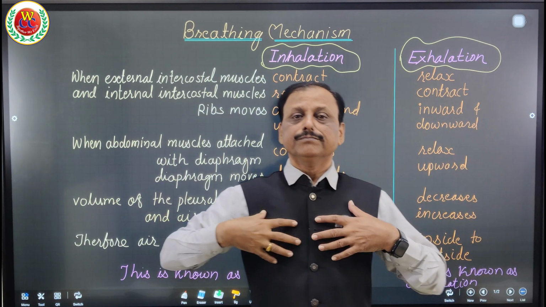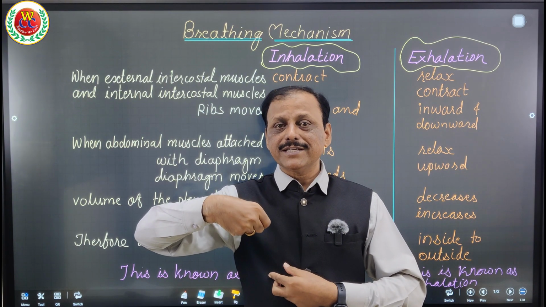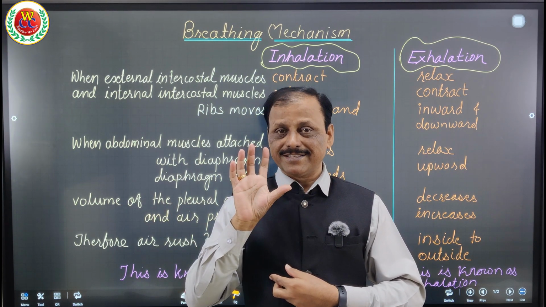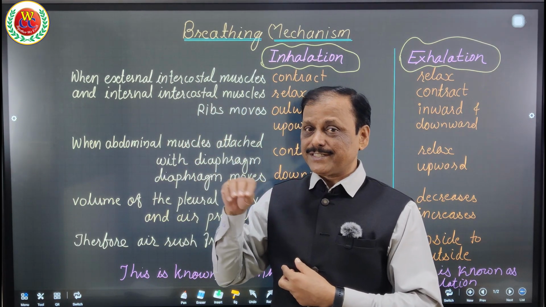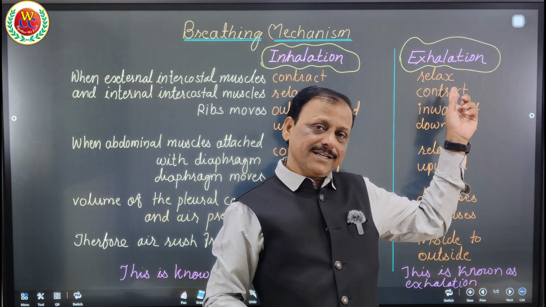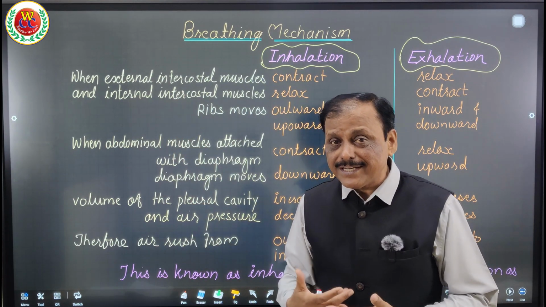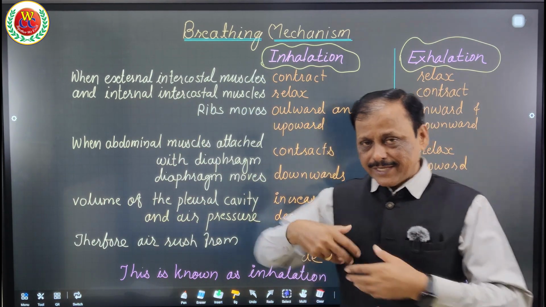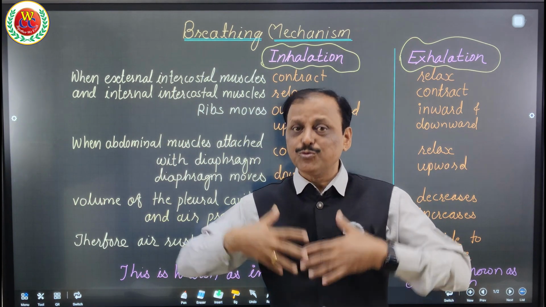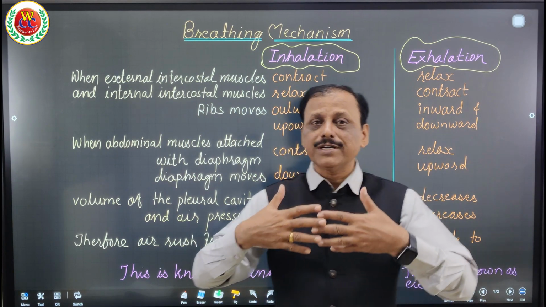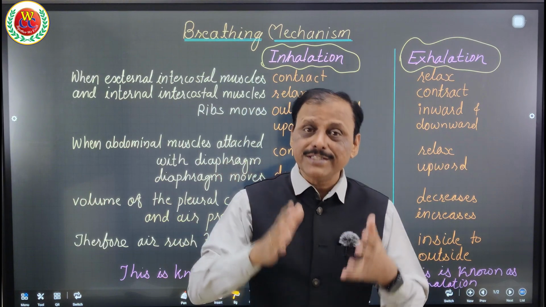That means the ribs move outward and upward like this. It is because the external intercostal muscles contract and the internal relax. The same thing happens in the opposite direction for exhalation, which I am going to explain later. But before that, let us understand what inhalation is. Because the external intercostal muscles contract and the internal relax, the ribs move outward and upward, and that increases the volume of the pleural cavity.